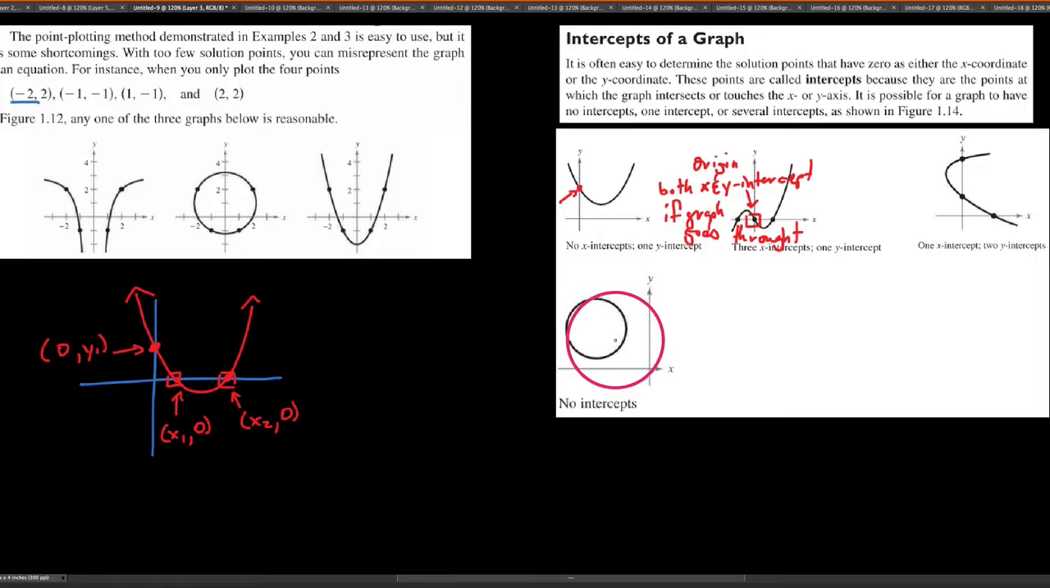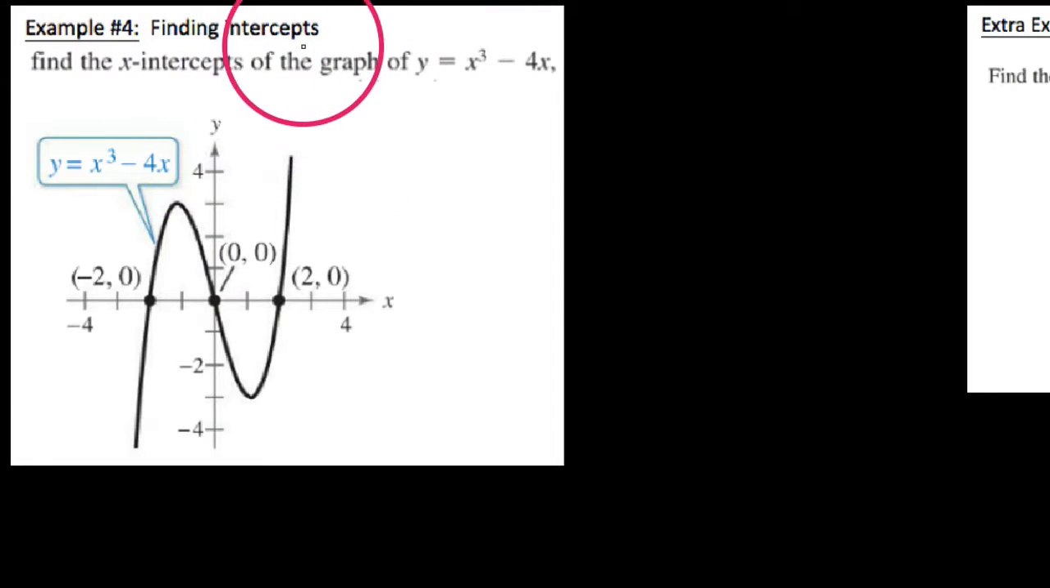And of course, maybe we could think of a circle that never hits the x-axis or the y-axis as having no intercept. So what I want to do is work on finding intercepts of a graph, both graphically, which means just going and looking at the graph, but also algebraically. So take a look at this very first example here.